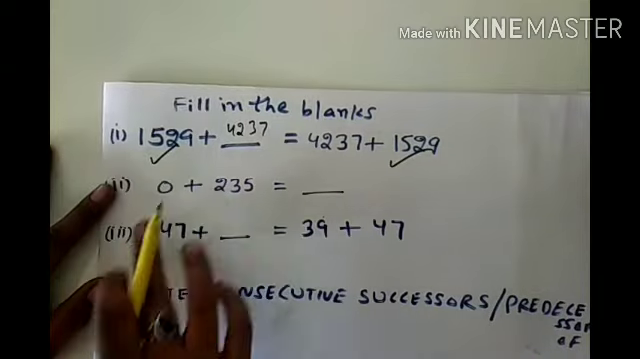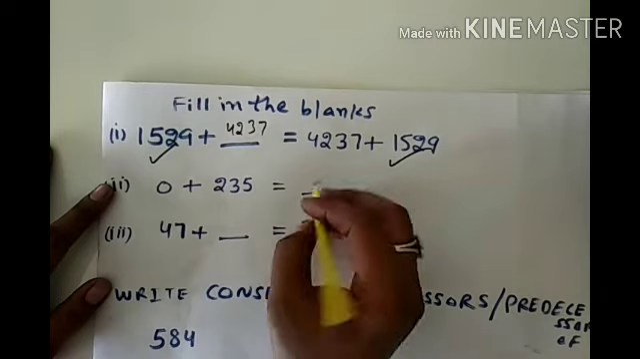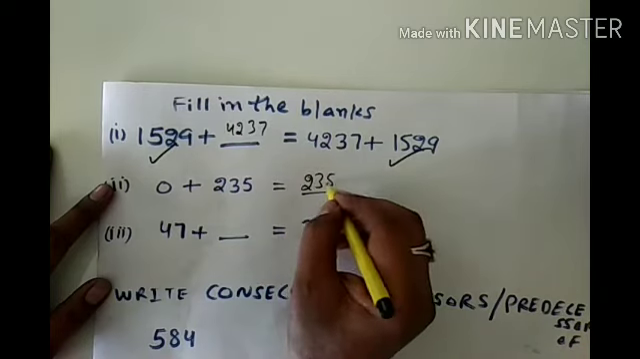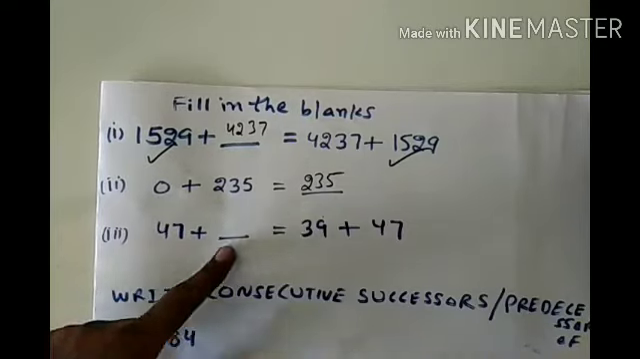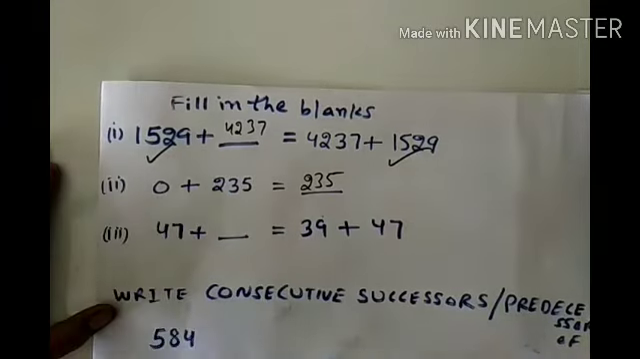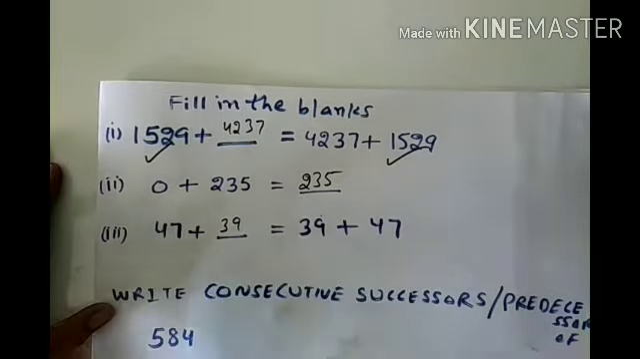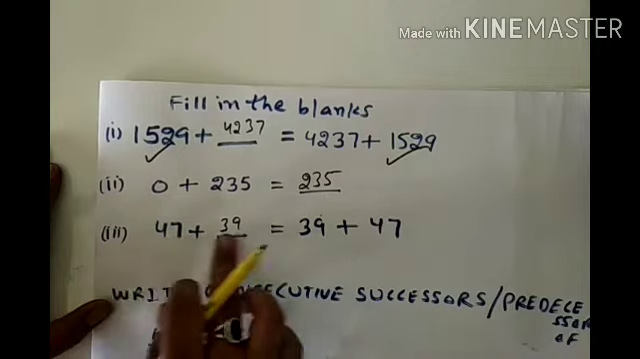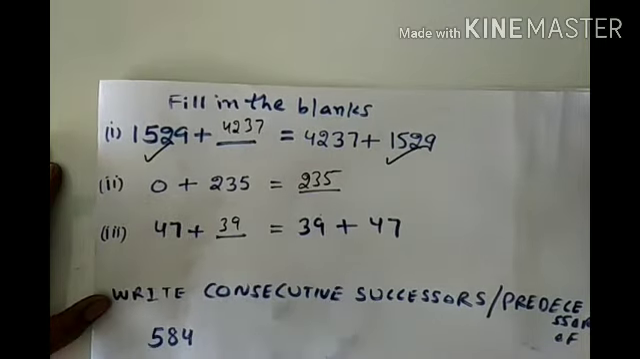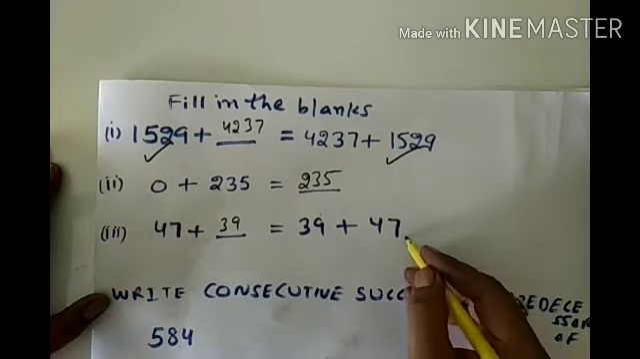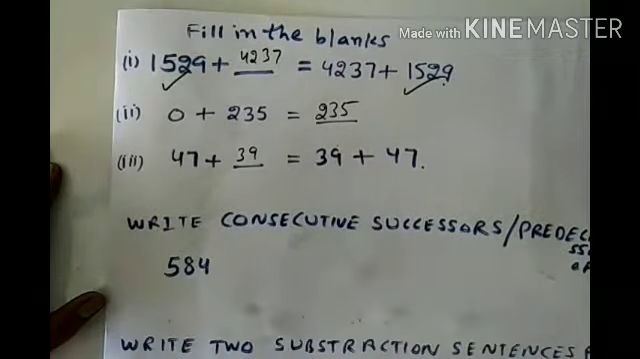Also we know that if we add 0 to any number, then the value of it doesn't change. So the answer is 235. Again, in the third part, 47 plus fill up is equal to 39 plus 47. So what is the answer here? As per the very first part, we will write 47 plus 39 is equal to 39 plus 47. And this rule is commutative law, and this is zero rule or zero identity.